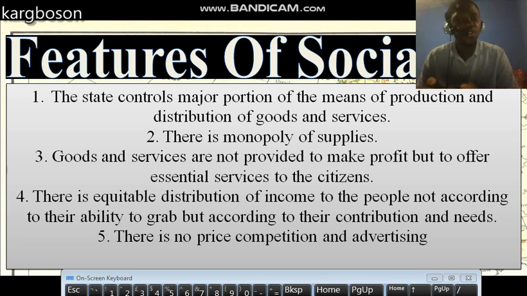There is no price competition and advertising. These are some of the features or characteristics in a socialist state. In other words, there is a fair distribution of income, and the income or the resources of the state are being distributed not according to their ability but according to the needs and the contribution of the citizens, unlike what happens in capitalism. Of course, there is no price competition.